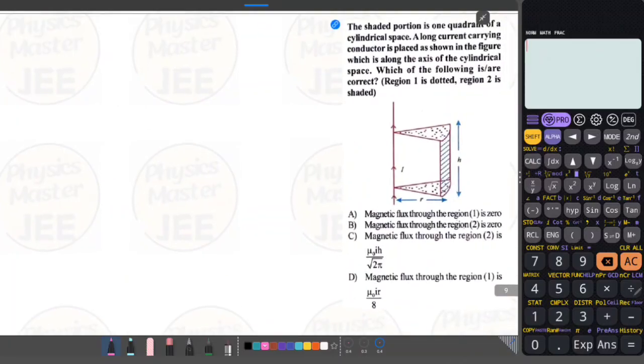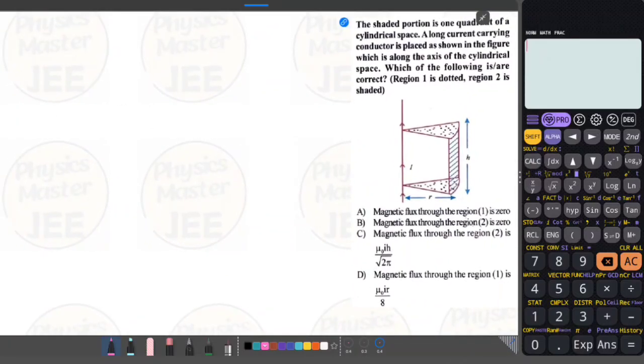Next one. The shaded portion is one quadrant of a cylindrical space. A long current carrying conductor is placed along the axis of the cylindrical space as shown in the figure. Which of the following is correct? We need to check which is right.